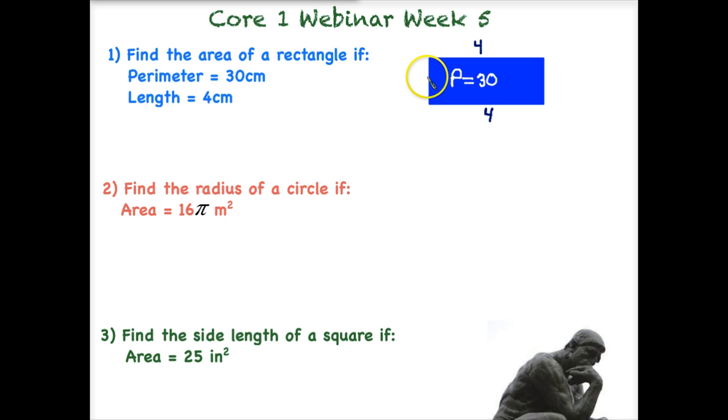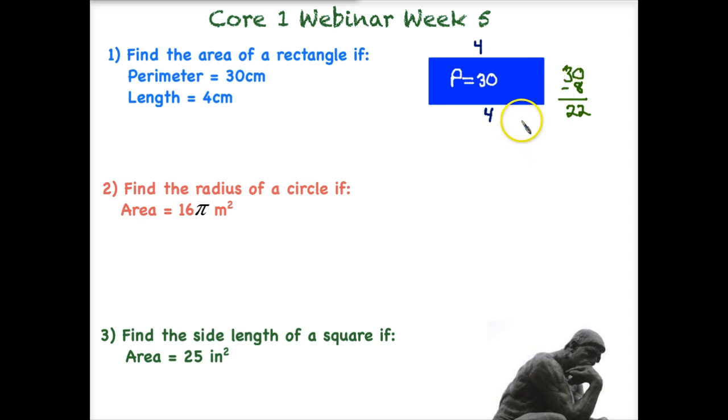Well, here's another thing I know. I know that these two ends right here, and on this side too, have to be the same. Okay? So if I think about it logically, I've already used 4 plus 4. I've already used 8. So if I start with my 30 and I subtract my 8, that leaves 22 units left over to split between these two ends.